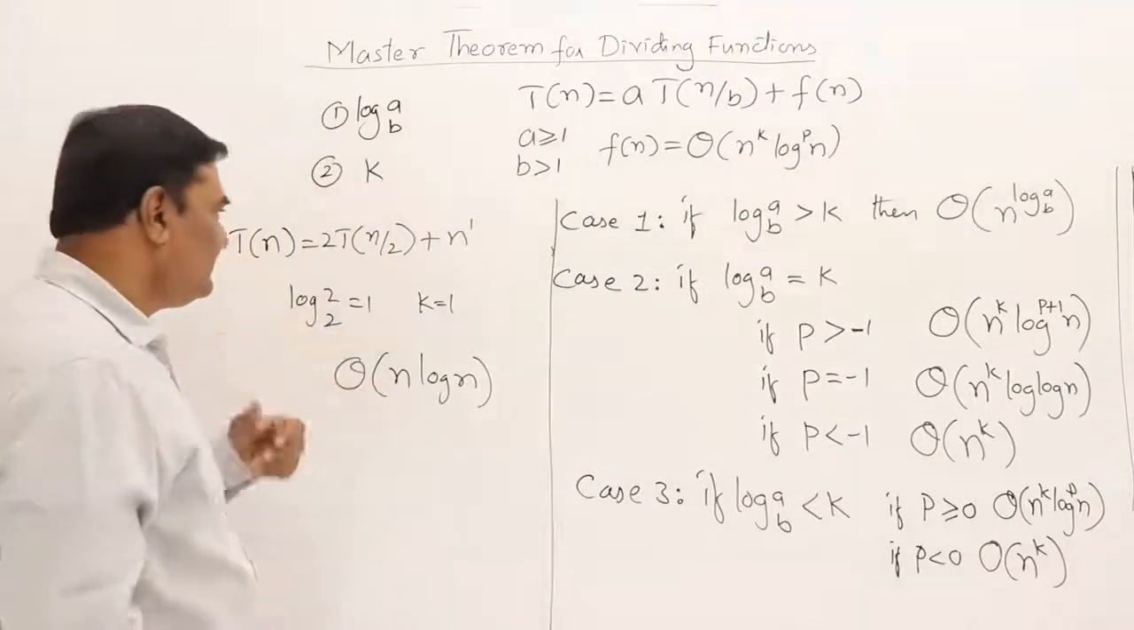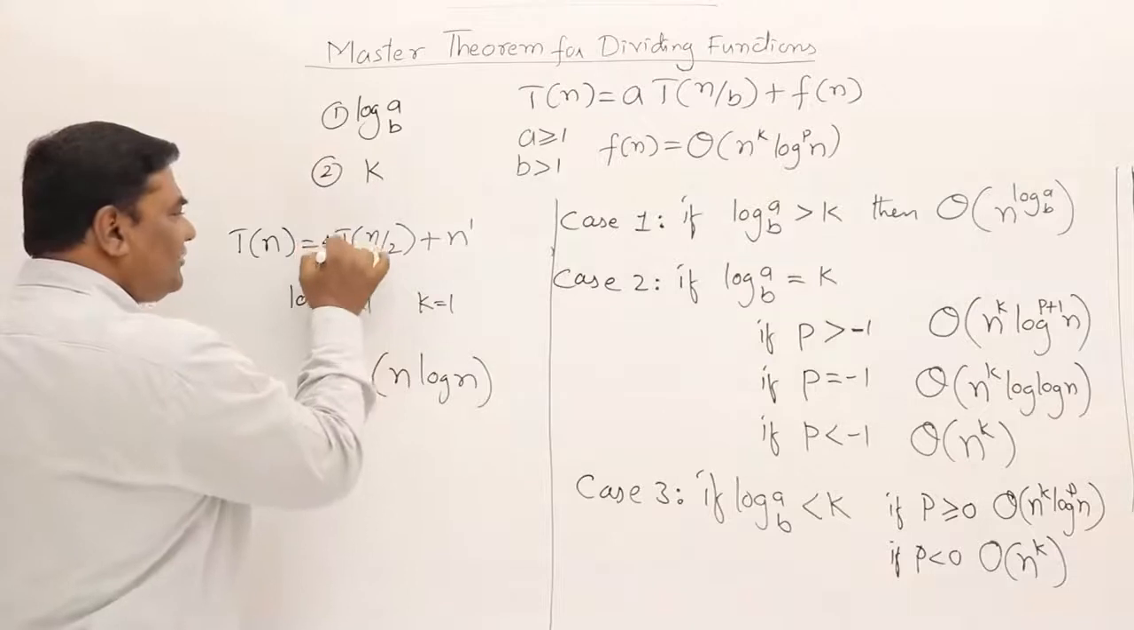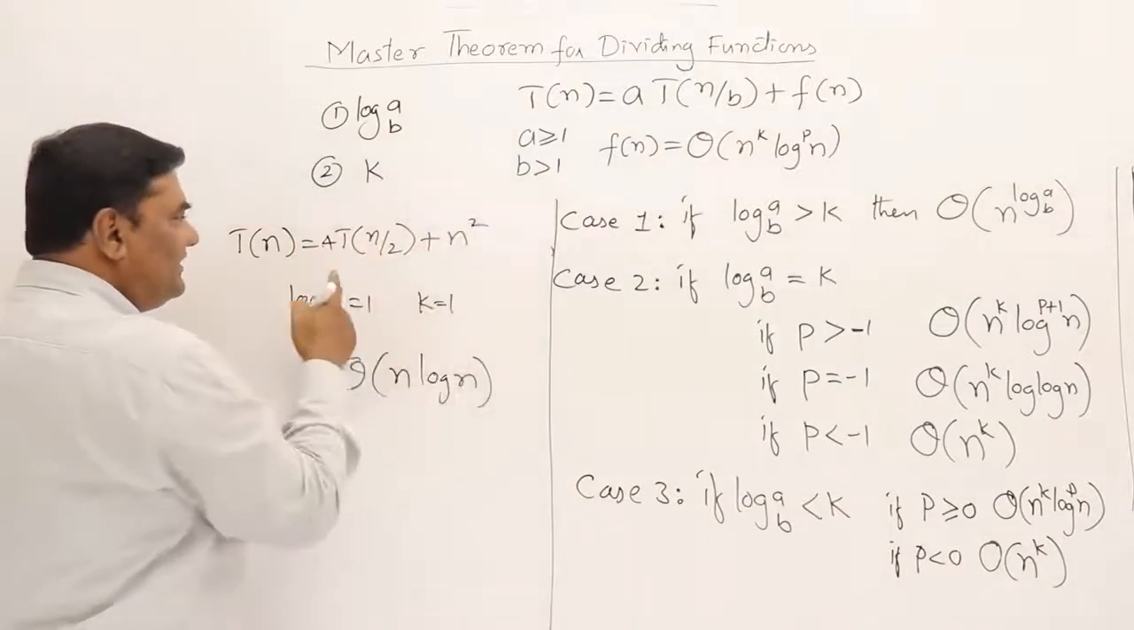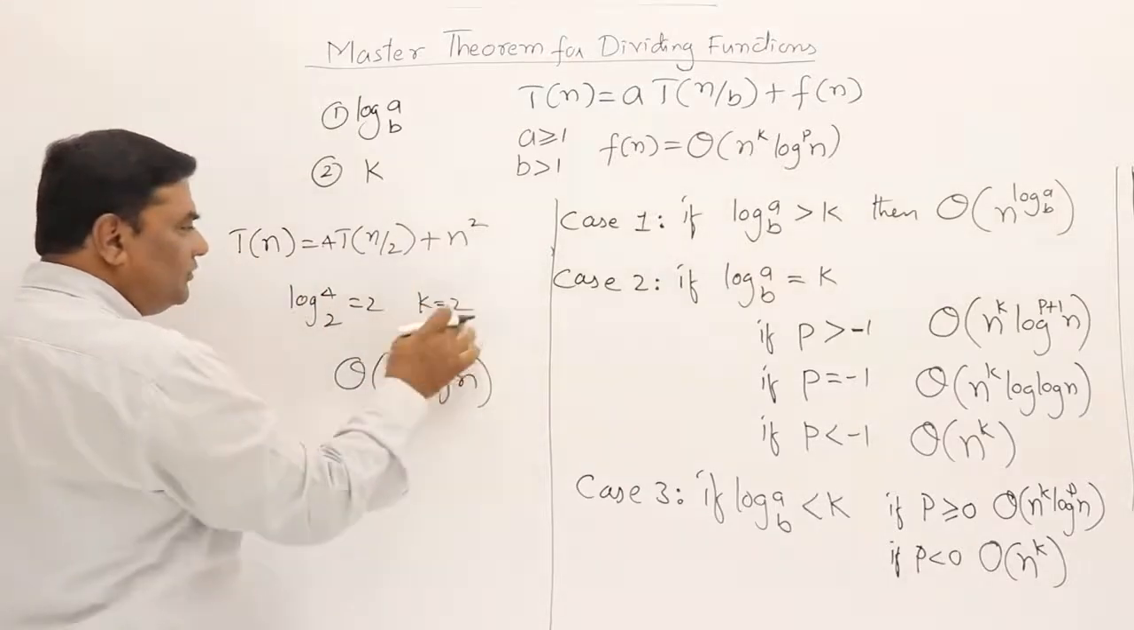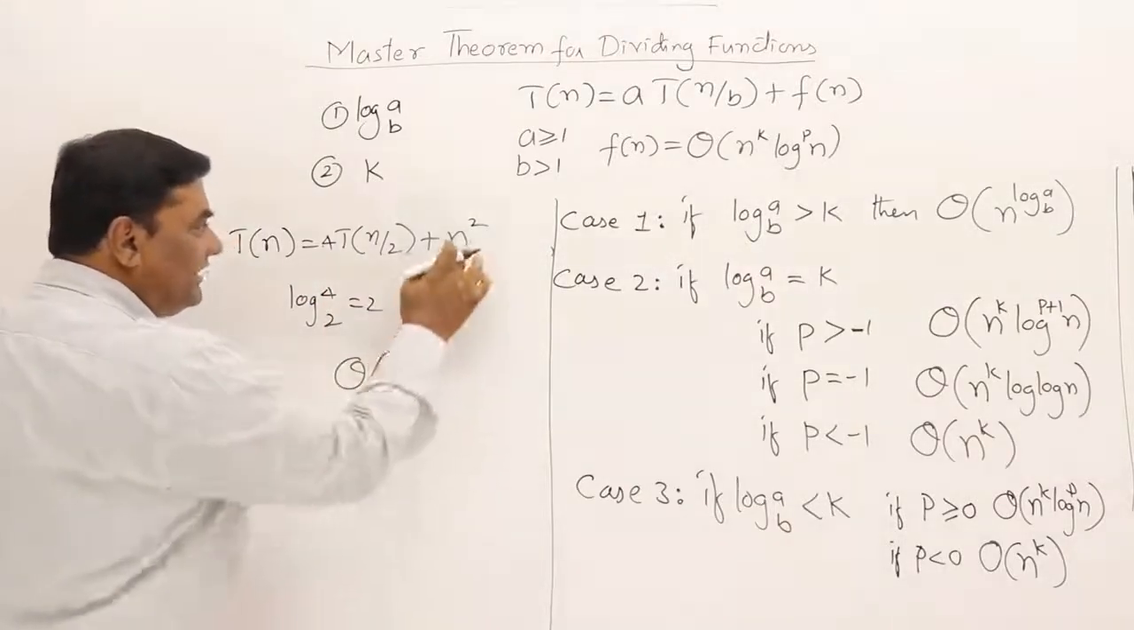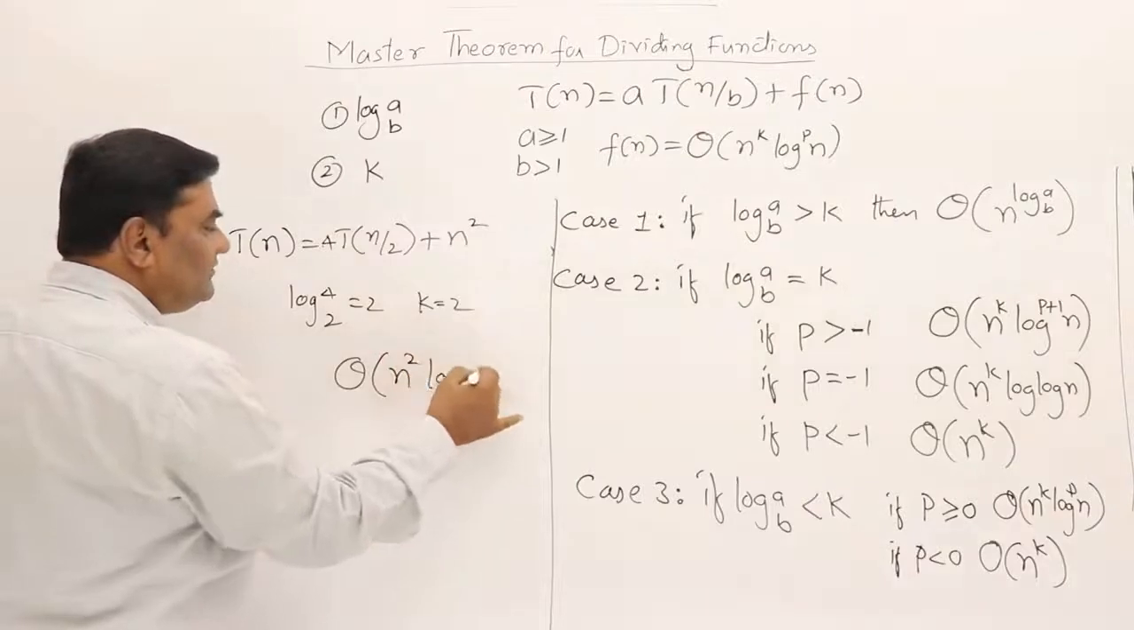So watch this one. Now if this is 4T(n/2) and n square, this is log 4 base 2, which is 2. K is how much? 2. Both are the same. So what should I do? n square log n. This is the answer.